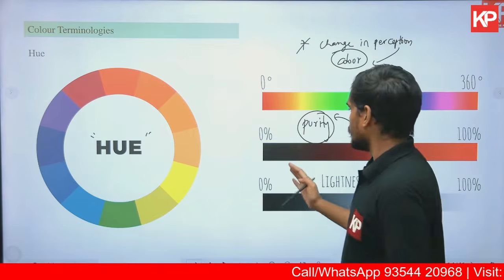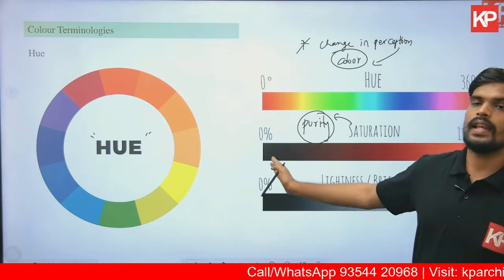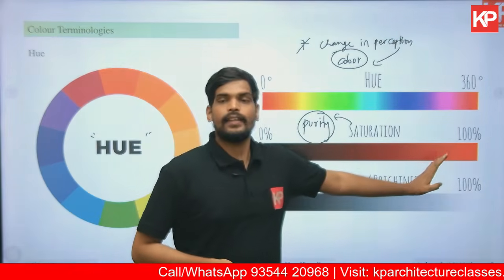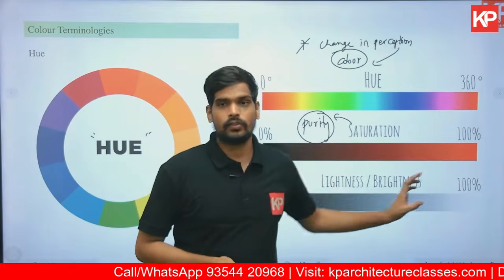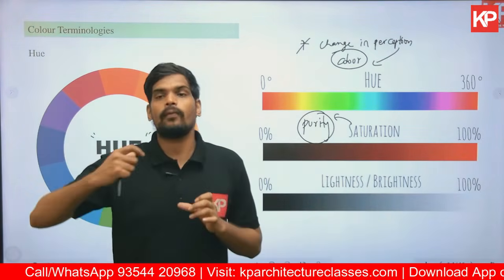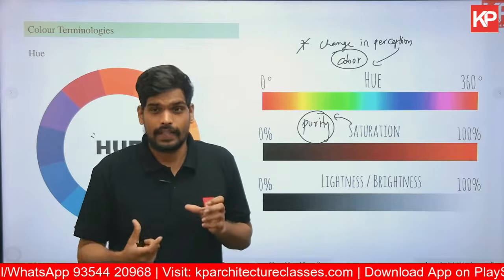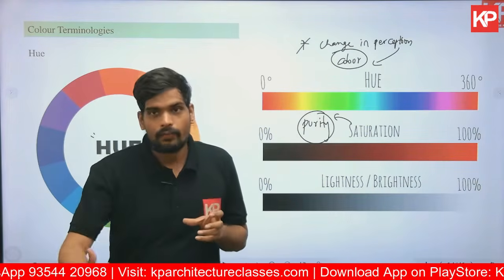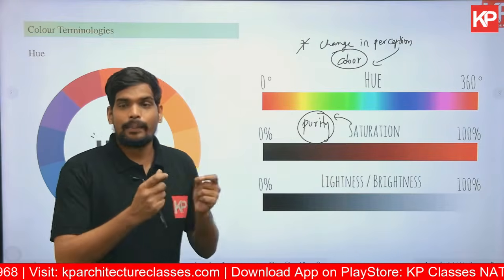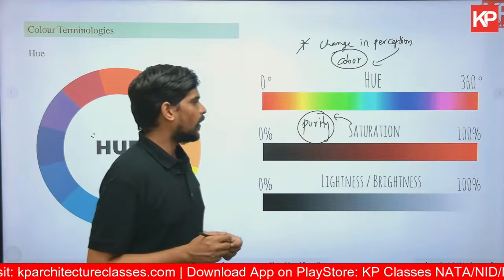If you see 0% purity, you don't see any red over here. As the purity increases, it becomes more and more refined, and you reach red over here. So this is basically the saturation of red. Similarly, you can have saturation of all different hues, saturation of green, saturation of yellow. How pure or impure a color is, that band is called saturation.